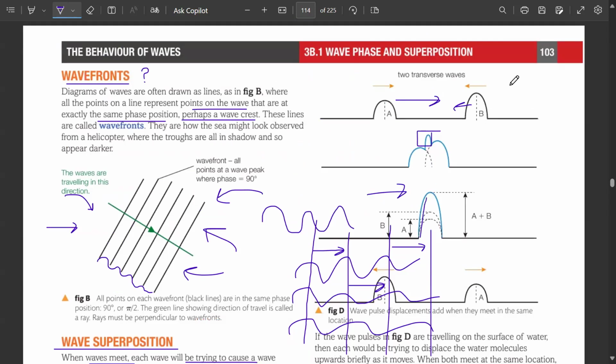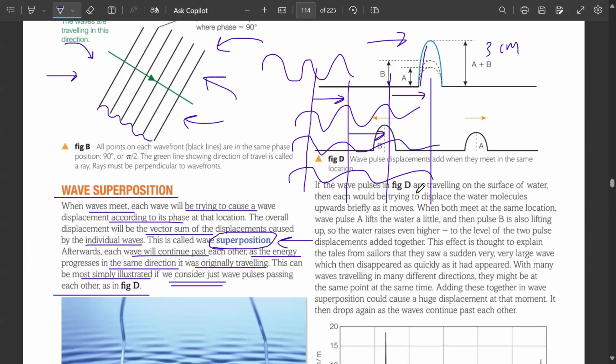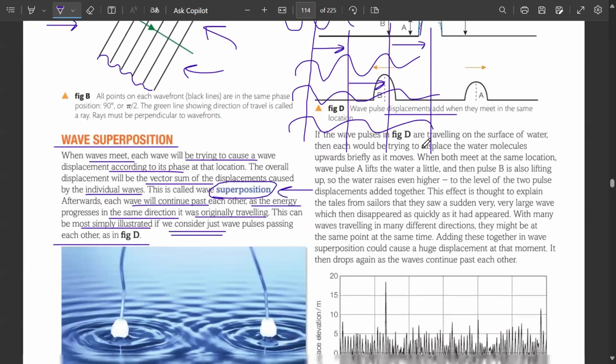What has happened when they collided? The resulting one, this was 2 centimeter, let's say this was 1 centimeter. The result became what after collision? 3 centimeter. Got it? Good. So wave pulse displacements add when they meet in the same location. In wave pulses in figure D, they are traveling on the surface of water. Then each would be trying to displace the water molecules upwards.